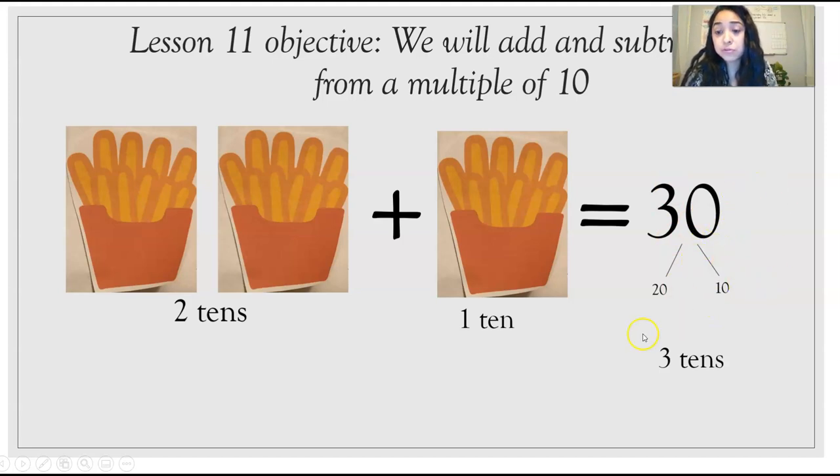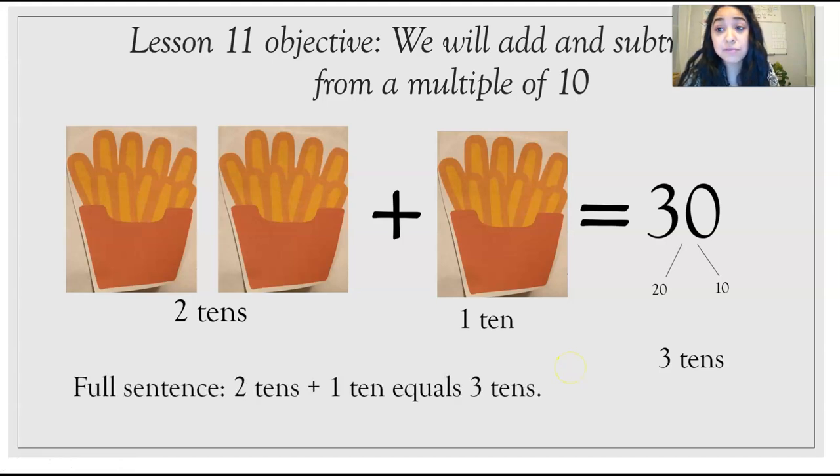And in order to do this, I'm going to need to also make sure that I write a full sentence. So I'm going to write my full sentence for this math problem. So I have 2 10s plus 1 10 equal 3 10s. So I can put equal 3 10s or I can just put equal 30.